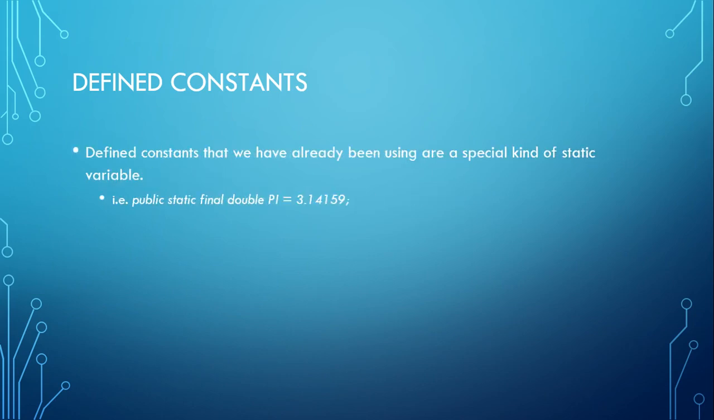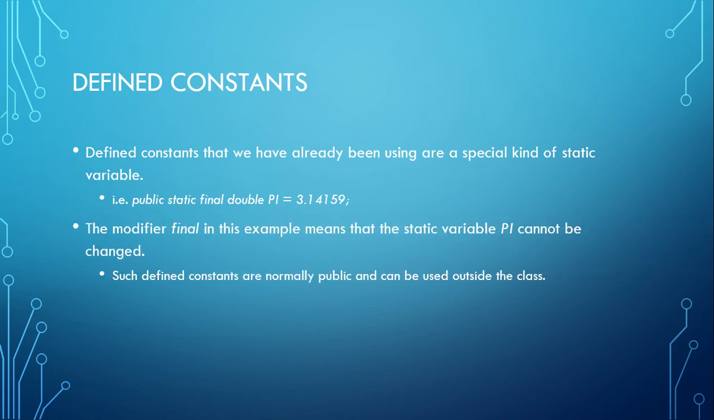So, some defined constants also. Defined constants are ones that we've already been using. They are a special kind of static variable, such as public static final double PI equals 3.14159. We've already been using those. Here's a quick example that we used before when we started talking about the round demo.